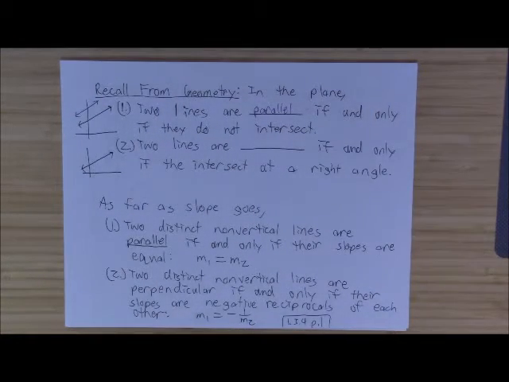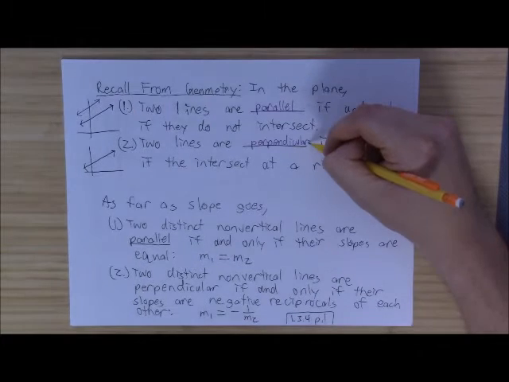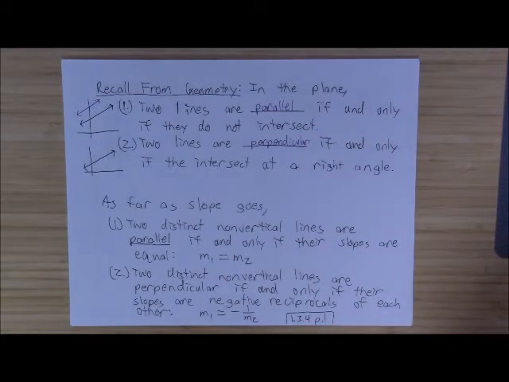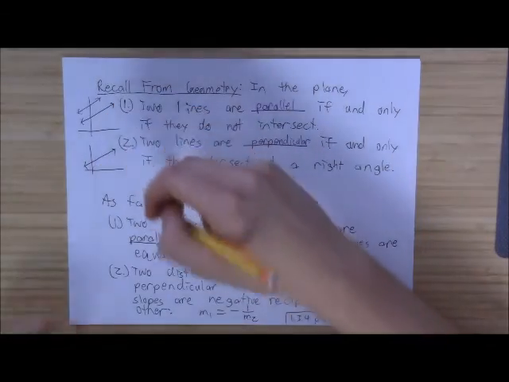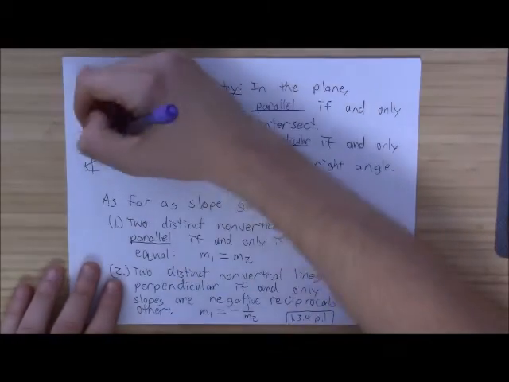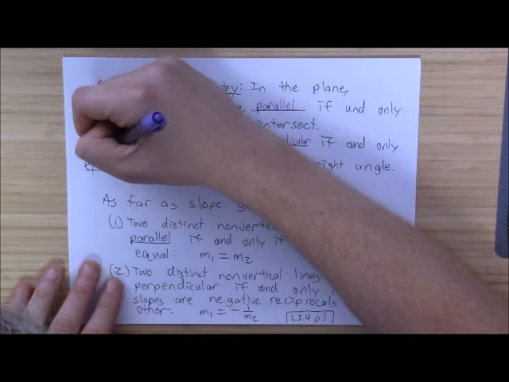Similarly, two lines are perpendicular if and only if they intersect at a right angle. That is, what would that look like? That would look like something like this.